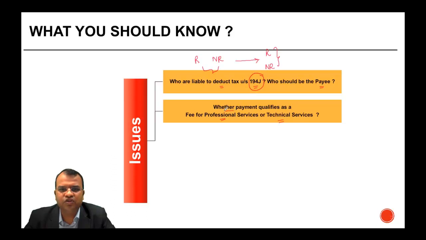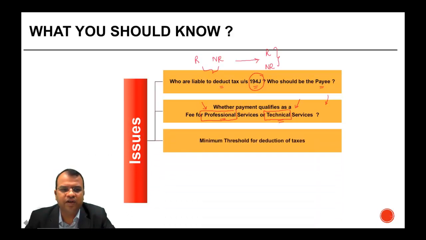So what is the nature of services which are covered under professional or technical? Not every payment is covered under professional or technical services. If these are payments for a works contract, for example, or for interest or for some other services, they may not qualify under 194J. So what is the meaning of professional services or technical services?